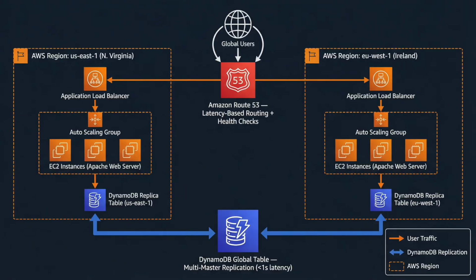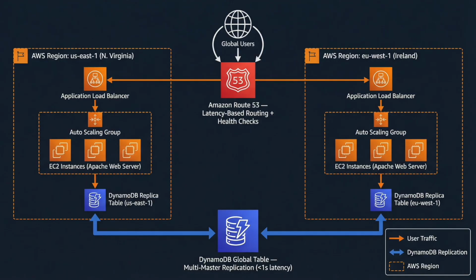Let's do a quick recap on what we built. If you made it this far, you now understand how to build systems that can survive regional outages and still deliver a seamless experience to users around the world. We just built a multi-region fault-tolerant architecture on AWS, designed for zero downtime and global performance.